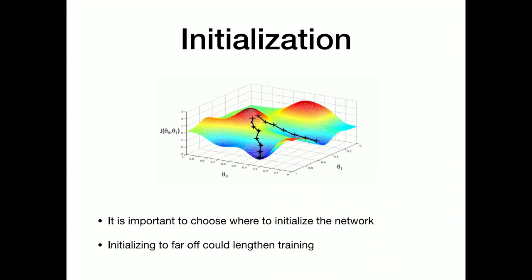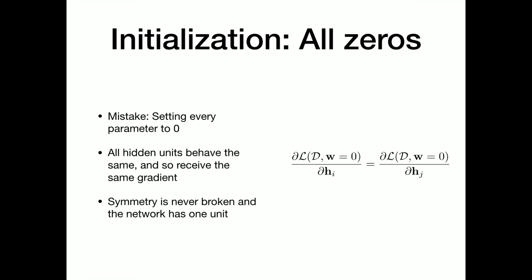So you want to know how to initialize your network, because depending on where you put the starting point, it could take longer or shorter to find the solution. The first idea, which people have tried, which is a pretty huge mistake but seems like a great idea, is you just set zeros everywhere. The weights are all zero. The biases are all zero. Everything in your network that is a parameter is zero. It turns out that if everything is the same, everything behaves the same, everything gets the same gradient, everything remains the same, and so you just have one neuron in your network. You're just wasting capacity. So you never want to do that.